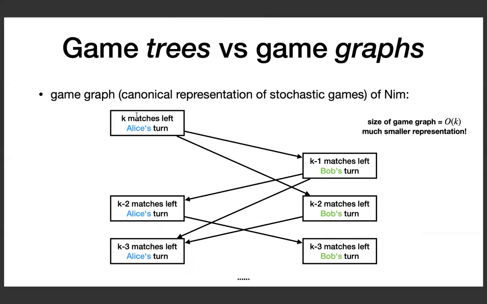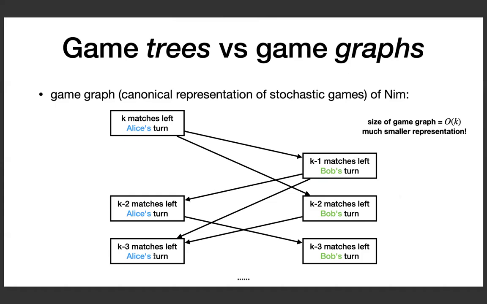Initially we are at this node. We have k matches, and Alice moves next. Alice can remove either one match or two matches. If Alice removes one match, we go to this node: k minus 1 matches left, Bob's turn. And Bob can remove one match or two matches. Let's say Bob actually removes two matches. Then we go to this node: k minus 3 matches left, Alice's turn.